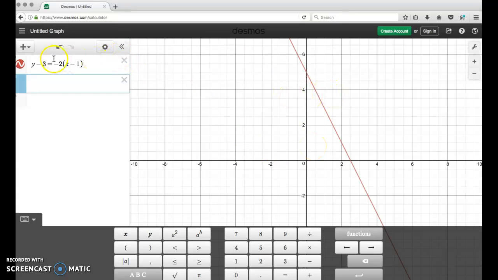We don't have to solve for y. We don't have to distribute. We don't have to get the y by itself. It shows up right on the graph.